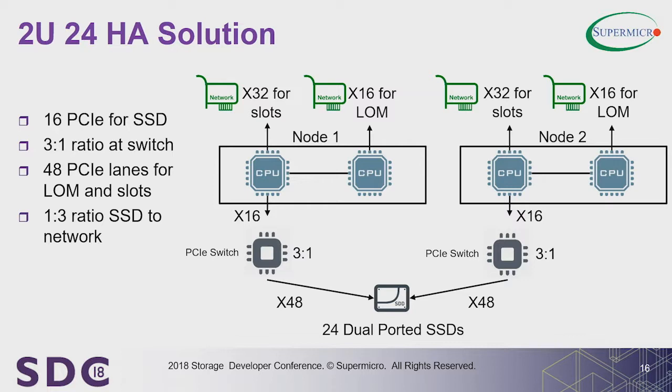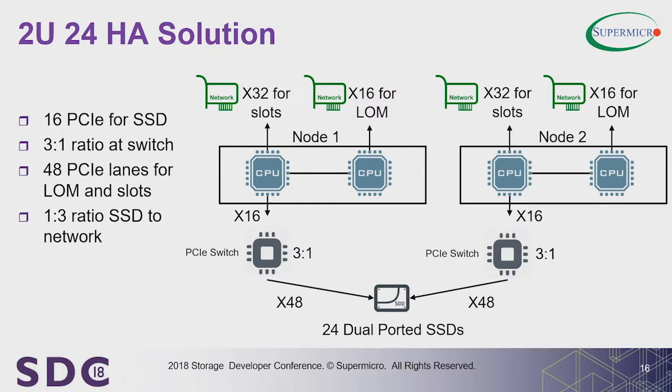2U24, high availability. How do you do that? Well, what we do in that, you've got two nodes, so you've got two CPUs, each in two nodes. In this case, we take x16 slots, send it off to a PCIe switch that's got a 3-to-1 ratio so that I can do dual ported drives. So in this case, I've got a drive that's x4, but each port is x2. So I cut my bandwidth in half to each port, but it allows me to connect to 2 different nodes. And that's the way dual ported drives work.